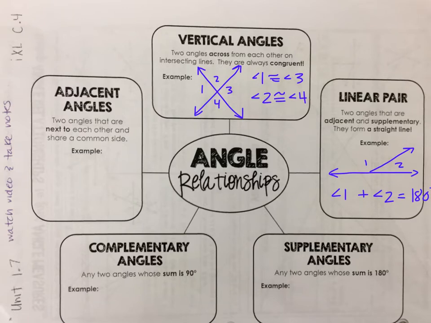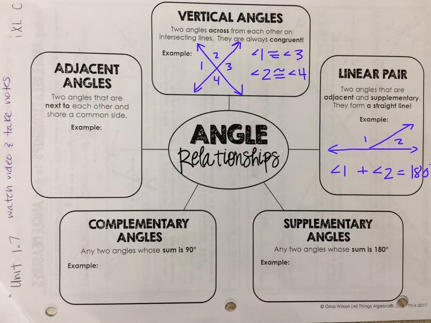Supplementary angles, in the same sense, are linear pairs. Well, they can be linear pairs. So they're on the line. They can look like that. If this one's 135, this one would be 45, because 135 plus 45 equals 180.